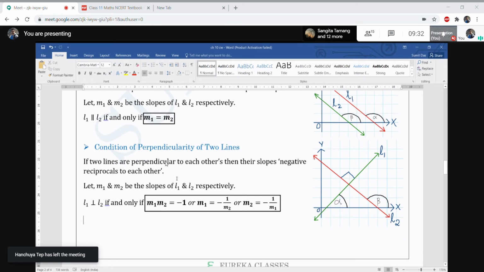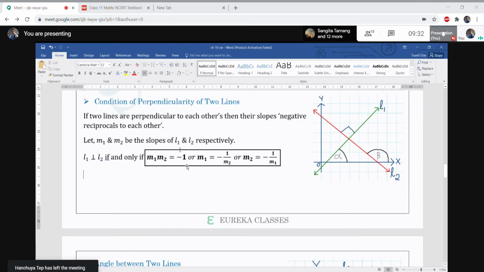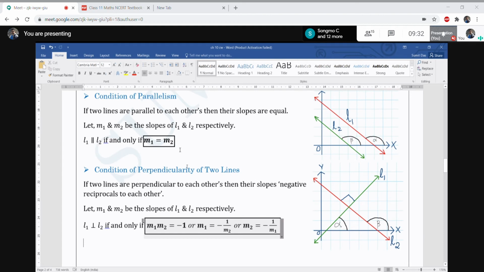Now we move toward the next topic. One thing, which is not included here: two lines can be parallel or intersecting. There are only two ways two lines can lie: either they are parallel or they are intersecting. And perpendicular is a special part of intersection, because when they intersect they make 90 degrees. So we take it like this.